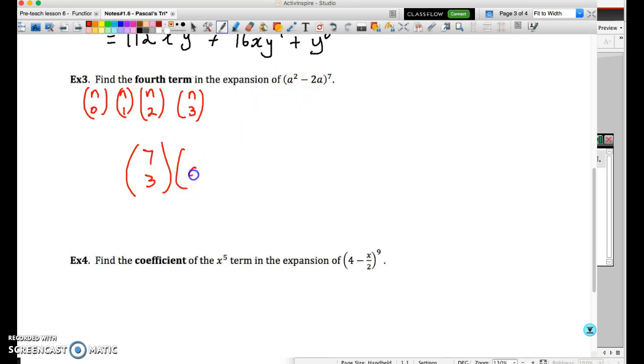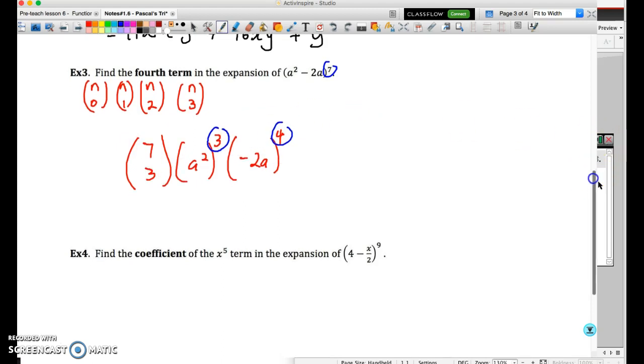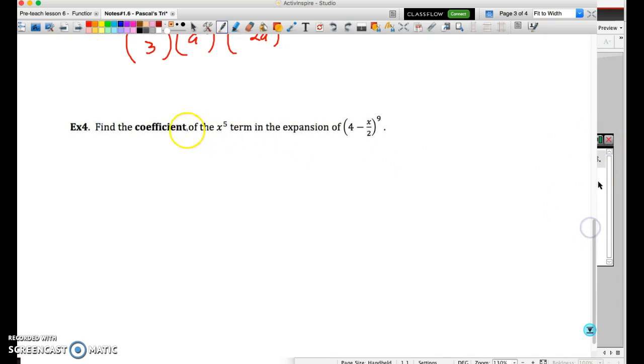The first term is a squared. It's going to be power of 0, power of 1, power of 2, power of 3. And the second term minus 2a, and it's going to be to the power of 4. And again, look for the key pattern here, that the sum of those two exponents will always add up to the original exponent, which of course is the same as the number of options from which we are choosing. So that's our setup, and then it's just a case of evaluating. All right, example number 4, find the coefficient of the x to the 5 term.